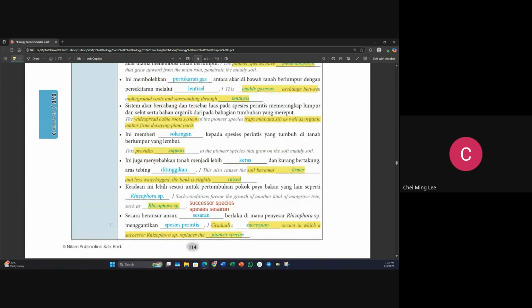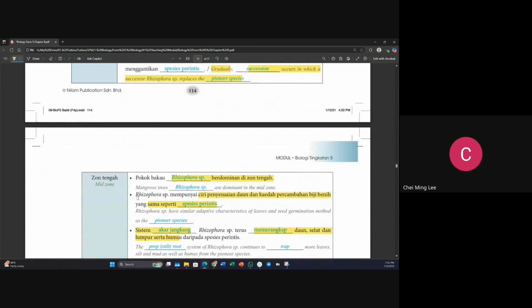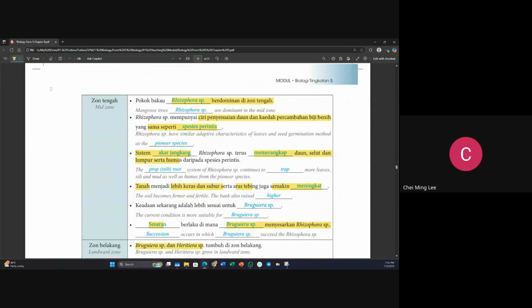Now, next is the mid zone. It becomes the mid zone already. Remember, the initial first seaward zone becomes the mid zone, and a new seaward zone comes in. What happens here is that this one is Rhizophora. They are the dominant species. Dominant means that most of the plants are there.